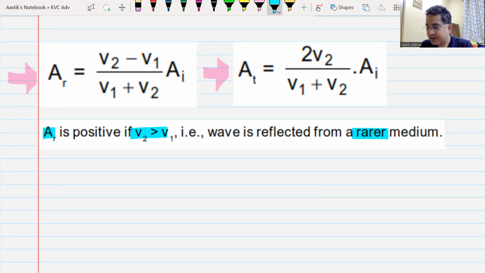Yes, sir. If V1 is more than V2, that means I'm going from rarer to denser. AR will always become negative. Do we understand this? Yes or no? Yes, sir. I'll give you 2 minutes to note this down.